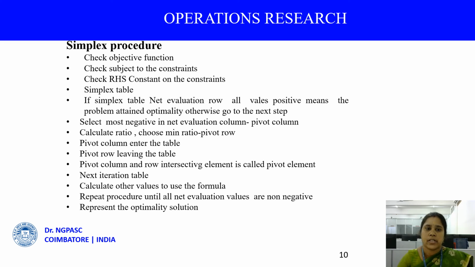In the same procedure, we have to calculate the ratio, using the formula for the minimum ratio. The row with the minimum ratio is the leaving row, called the pivotal row. The pivotal column is the entering variable, and the pivotal row is the leaving variable. The intersecting element of the pivotal column and pivotal row is called the pivotal element or key element.